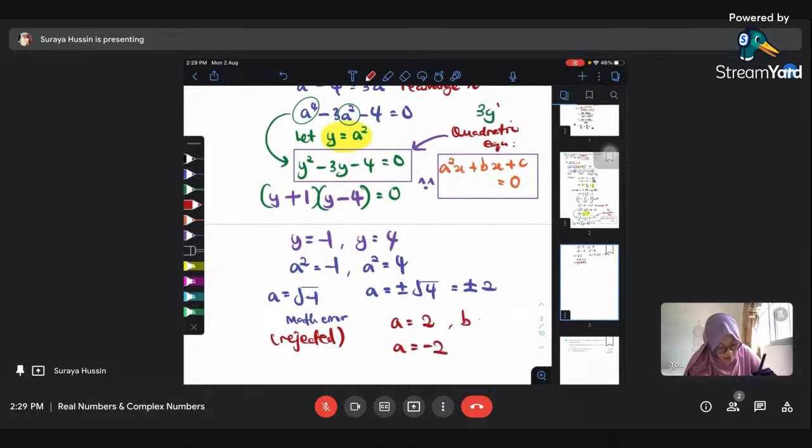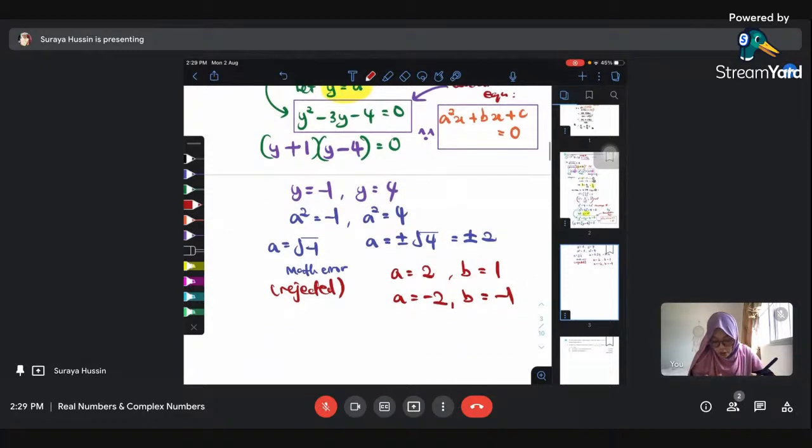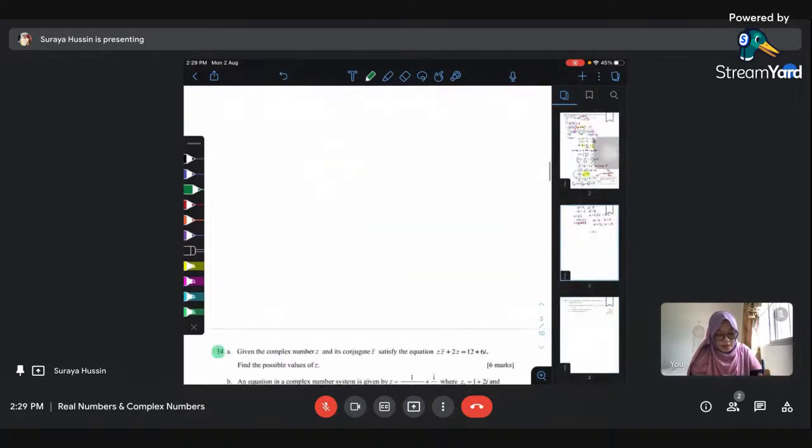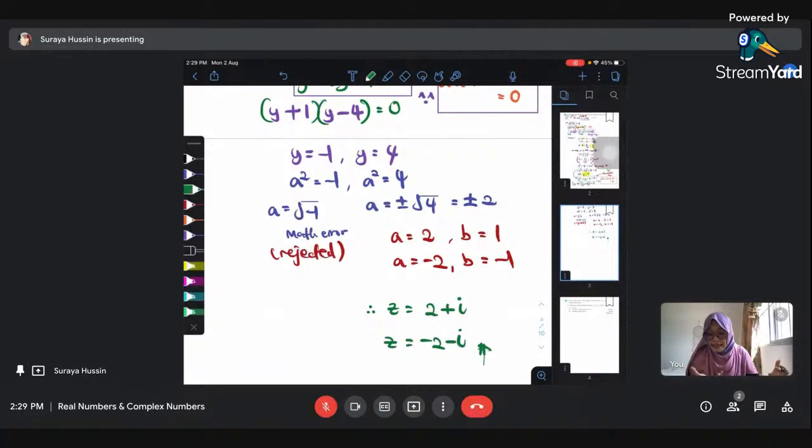Whereas you can find your B by yourself, which is B kamu adalah 1 dan -1. And at the end of it, your jawapan Z ada 2, iaitu 2 plus I, and another Z is -2 minus I. So that is your possible complex. Apa tadi tulis dalam soalan? Possible complex numbers. Numbers dekat sini merujukkan kepada boleh jadi lebih daripada satu jawapan.